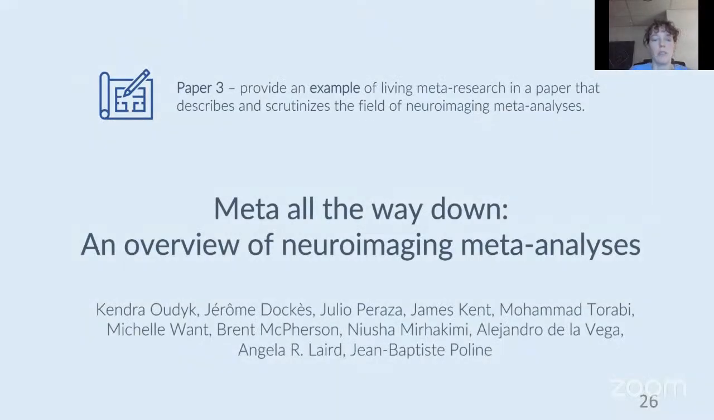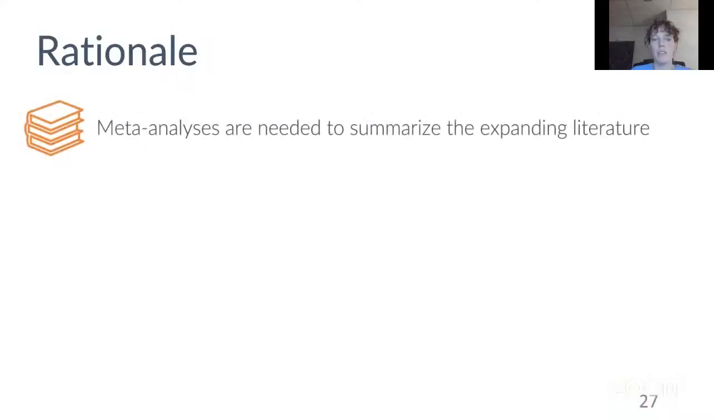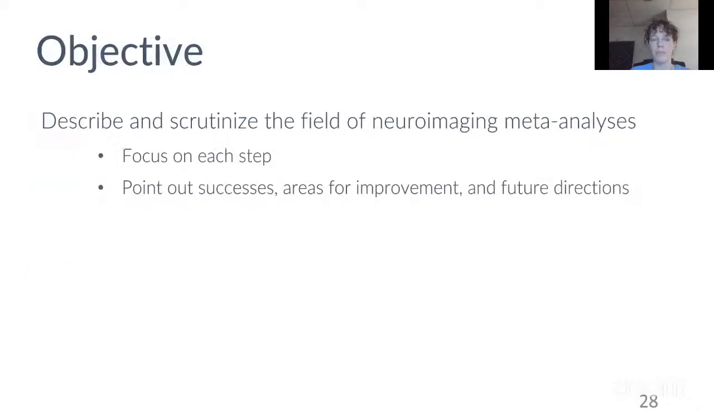So that brings me to the third paper, and the rationale for this one is that meta-analyses are needed to summarize the expanding literature, and they're considered the highest form of evidence, and so we argue that they should be monitored. So the objective is to describe and scrutinize the field of neuroimaging meta-analyses, focusing on each step and pointing out successes, areas for improvement, and future directions.